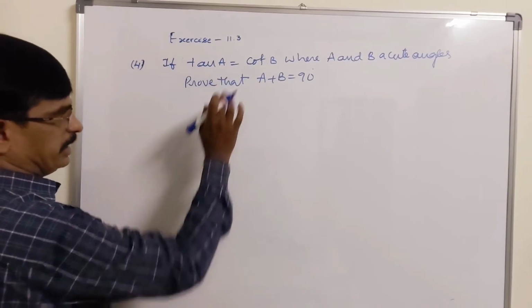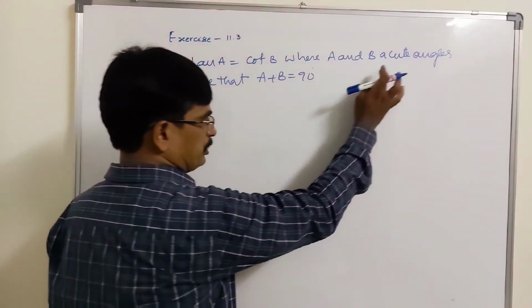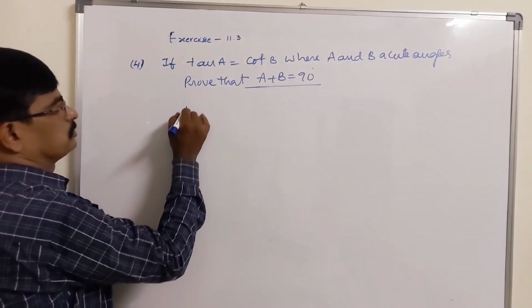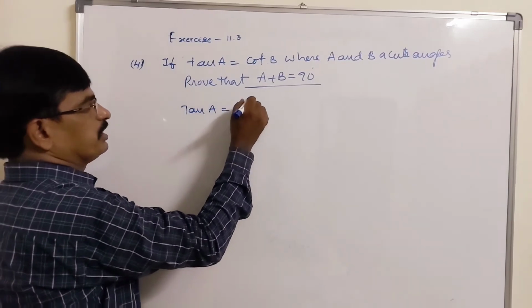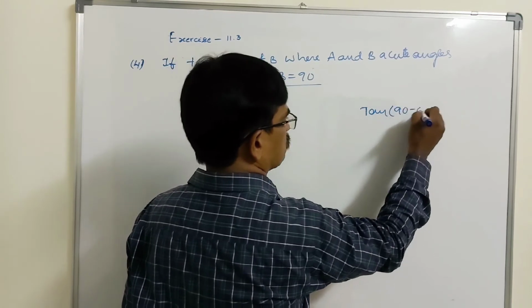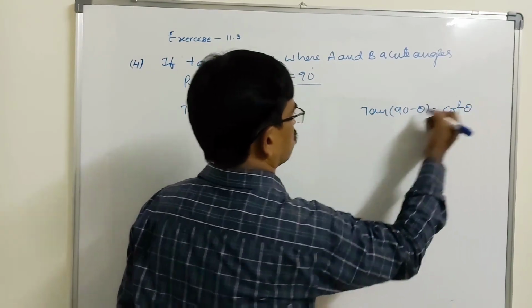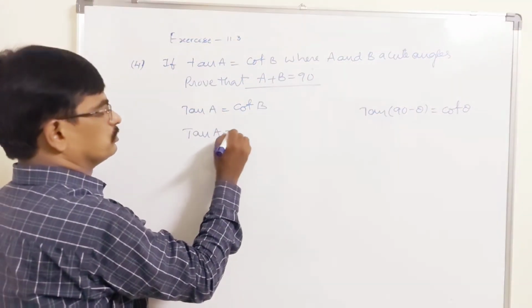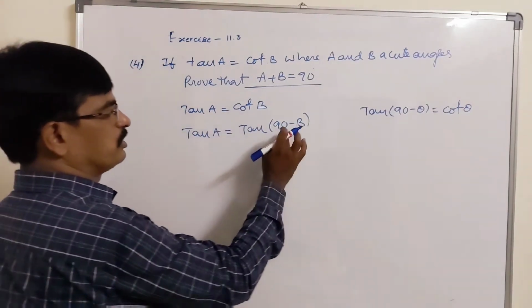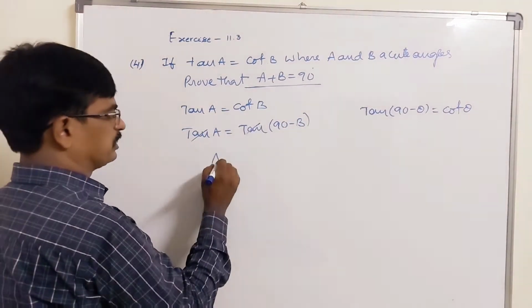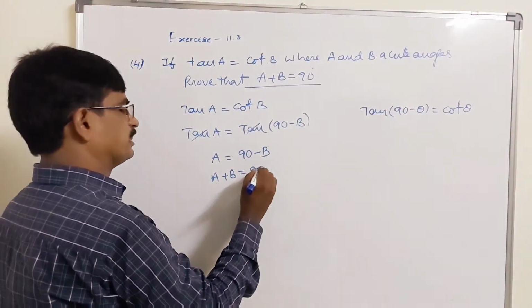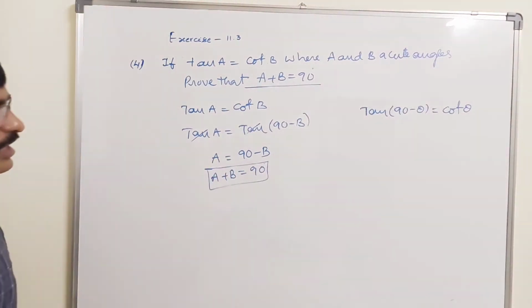Fourth question, if tan A is equal to cot B, where A and B are acute angles, prove that A plus B is equal to 90 degrees. So tan A is equal to cot B is given. So we know that tan of 90 minus theta is equal to cot theta. So tan A is equal to tan of 90 minus B, we can write cot B as tan of 90 minus B. Now tan gets cancelled, then A is equal to 90 minus B, then A plus B is equal to 90 degrees. That is, A and B are complementary angles.